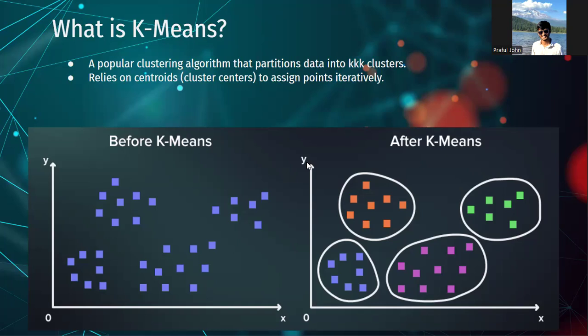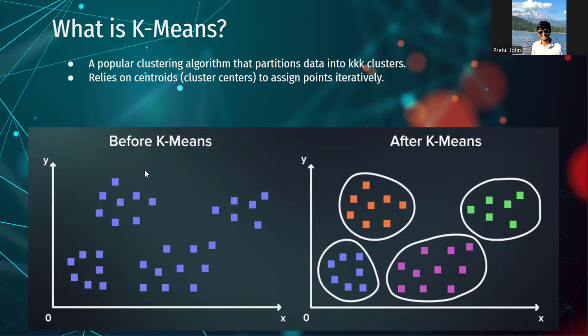The k-means algorithm is one of the most popular clustering methods. What we do is we partition data into k clusters, and it does so iteratively by assigning points to cluster centroids. To begin with, we try to randomly select different k centroids, let's say one here, one here, one here, and one here. So we randomly initialize k centroids like we did, and then we assign each point to the nearest centroid.